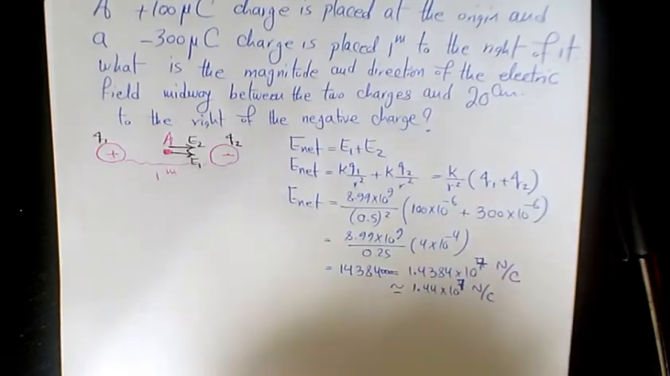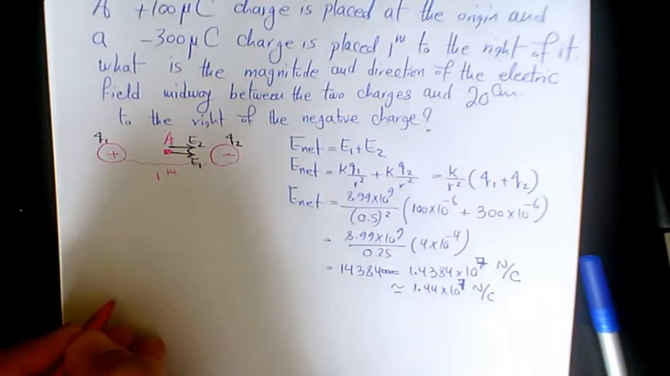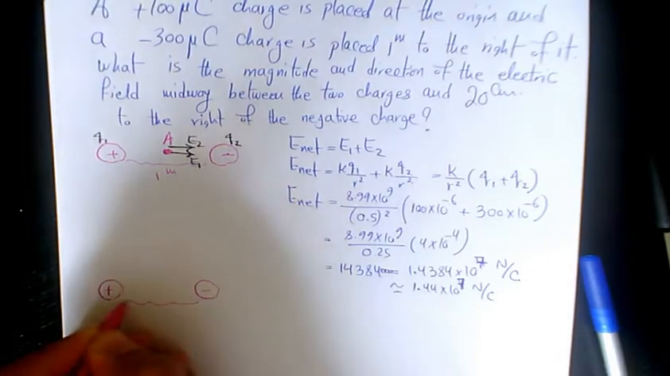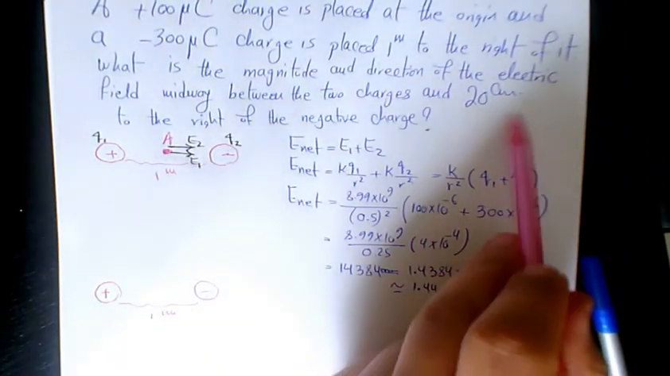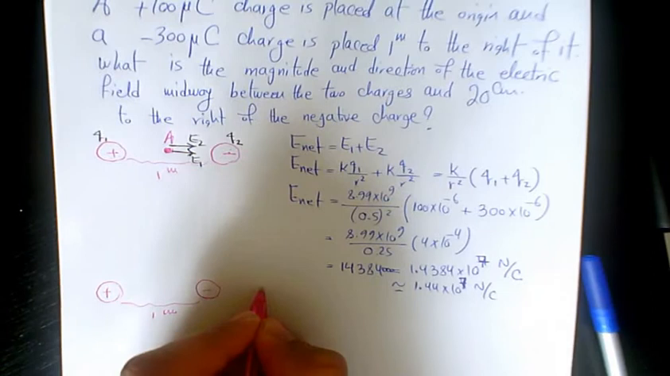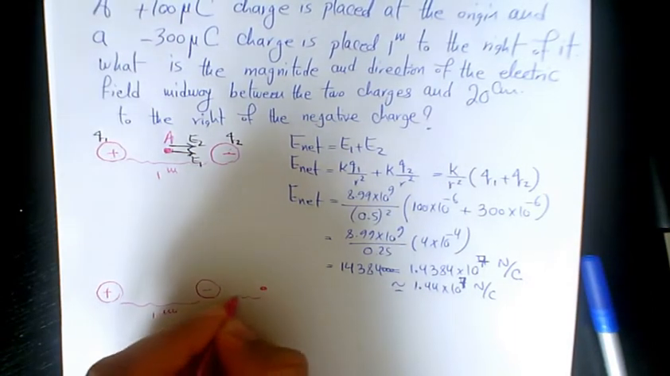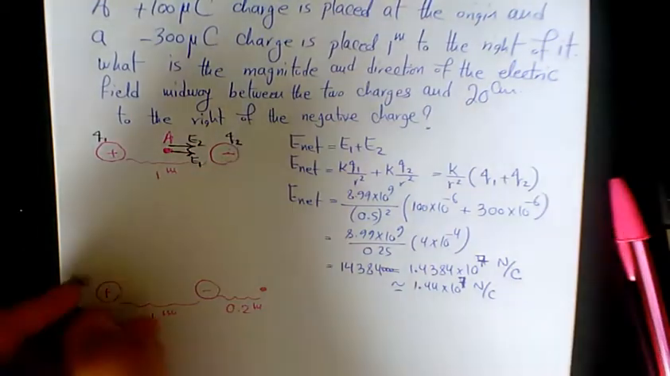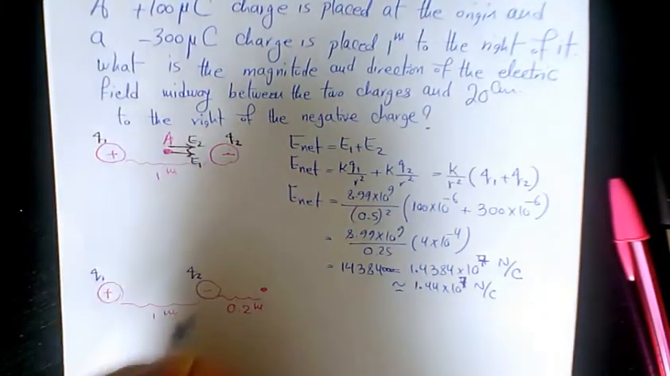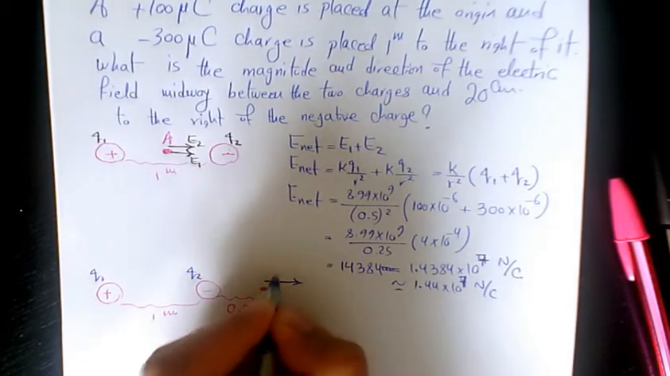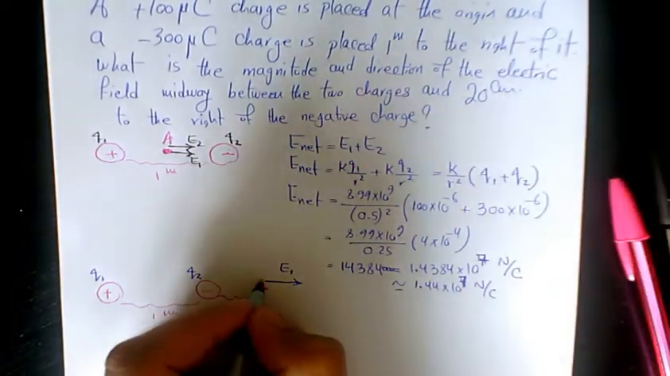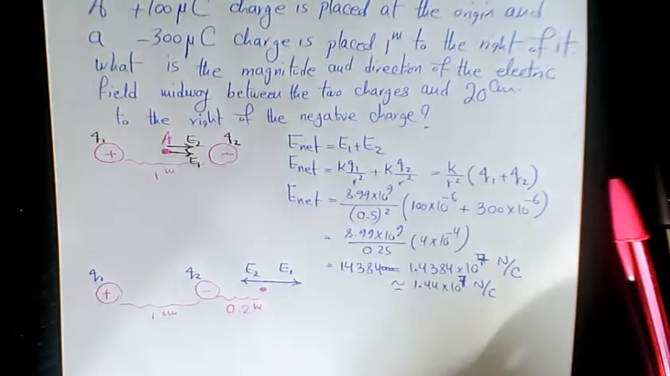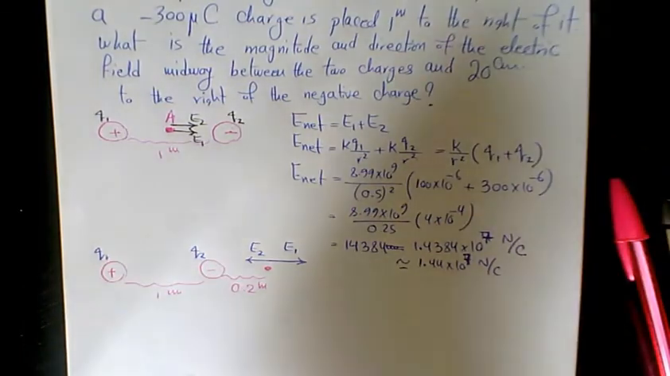So in the second part, we want to find out the electric field 20 centimeter to the right of the negative charge. So it's going to be somewhere here when we have 0.2 meters. That's Q1, Q2. So we have E1 going this way, and E2 is going to go toward the negative charge. So let's find out each of them.